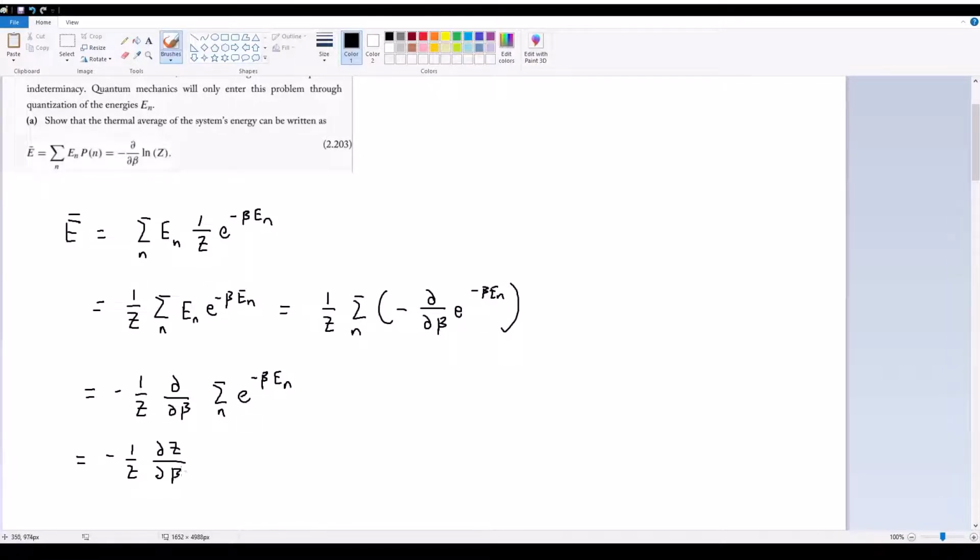And this is quite literally just the derivative of a natural log, because remember, given ln of something, ln of box, the derivative of this is box prime divided by box. So given ln of Z, the partial derivative of ln of Z with respect to beta is going to be the partial of Z with respect to beta divided by Z. So this is just equal to negative of the partial with respect to beta of the natural log of Z. And with that, we are done with part A.